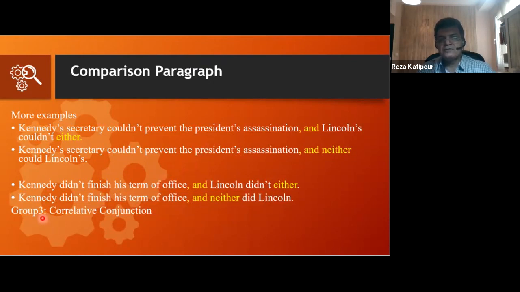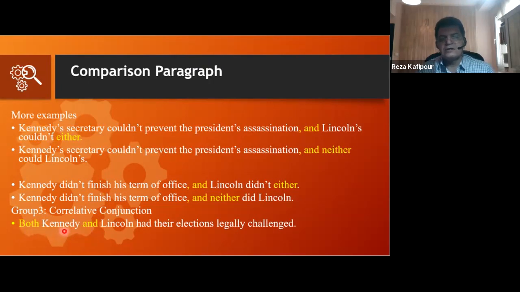The third group of signals for a paragraph of comparison is the use of correlative conjunction. Correlative conjunction means using both and, both or, neither nor, or just as so, that we will discuss one by one. The first one is very simple, using the structure both and as a correlative conjunction to show similarities between two persons, two concepts, or two objects. We may use it in this way.